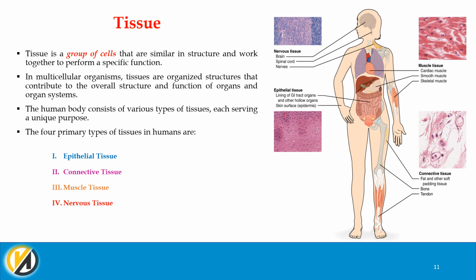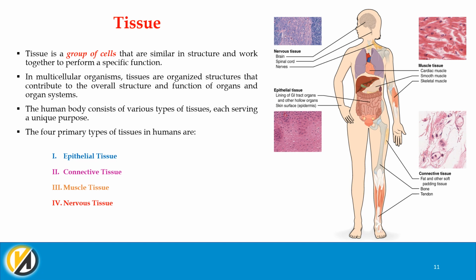The next part is tissue. Tissue is a group of cells that are similar in structure and work together to perform specific functions. In multicellular organisms, tissues are organized structures that contribute to the overall structure and functions of organs and organ systems. The human body consists of various types of tissues, each serving a unique purpose.